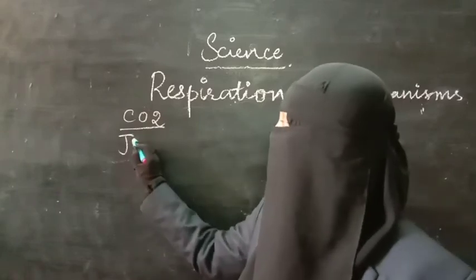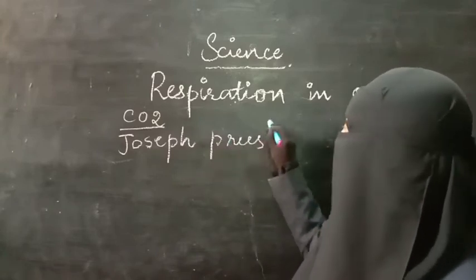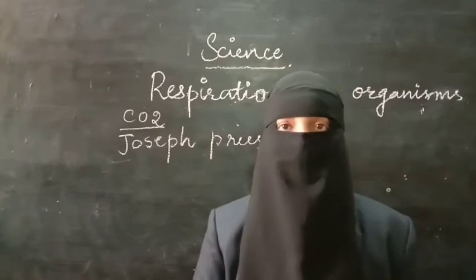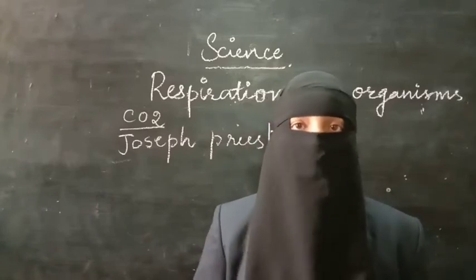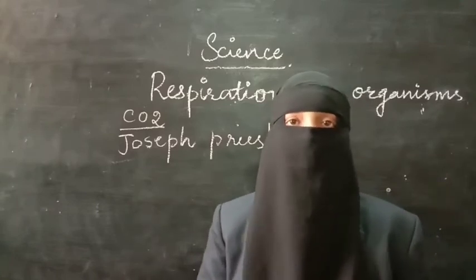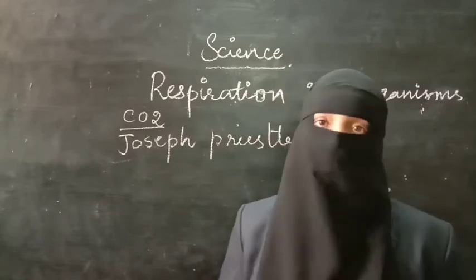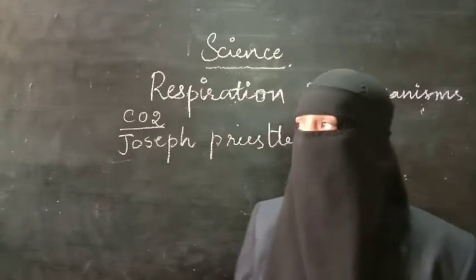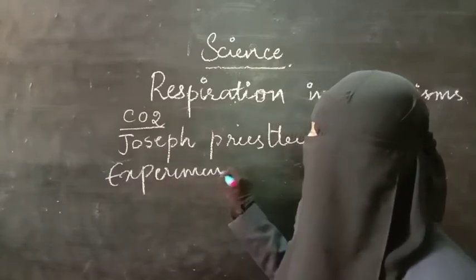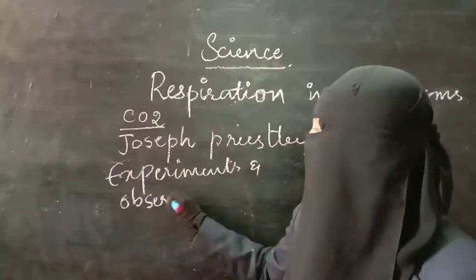So the scientist Joseph Priestley, we have already learnt about this scientist in the lesson Nutrition in Plants. Joseph Priestley published a book which has 8 to 9 volumes. That book is related to the sequence of experiments done to know what kind of air is present around us. The name of that book is Experiments and Observations of Different Kinds of Air.